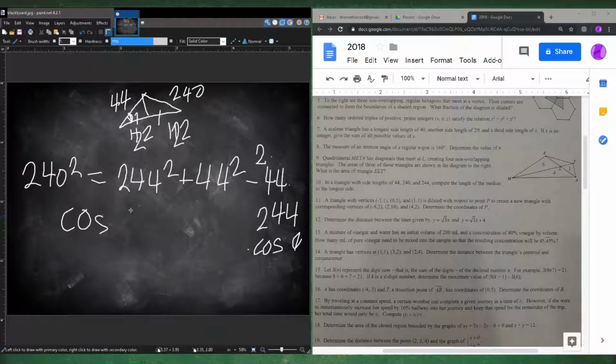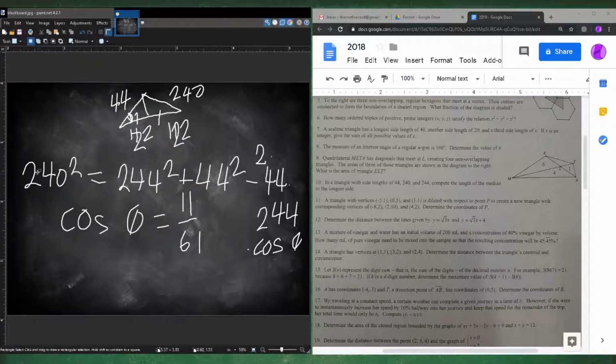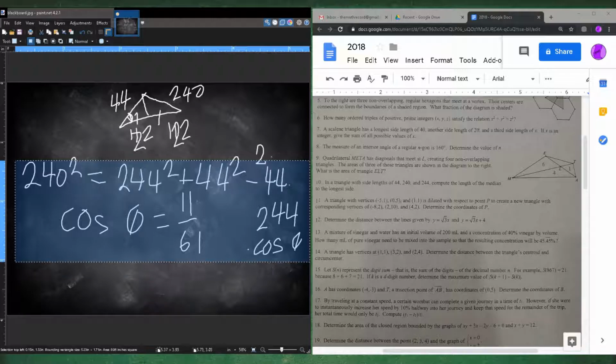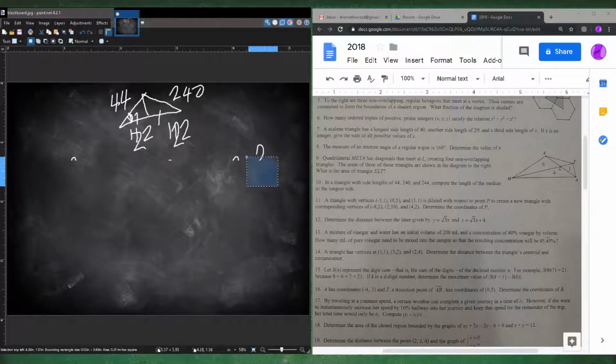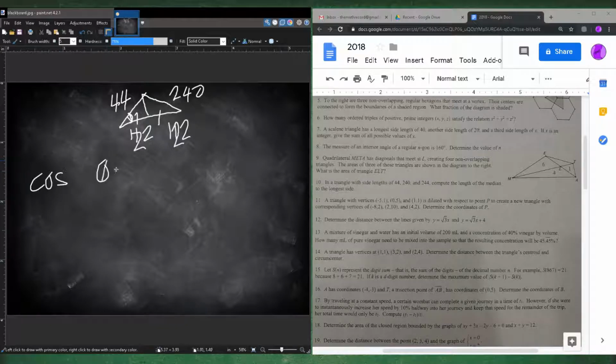Since this is contest 1, you basically use your calculator for this so you don't make any math mistakes. So 11 over 61. Okay. So we already get 11 over 61. I'm going to erase all my work just for space. So we already get cosine of theta, which is 11 over 61.